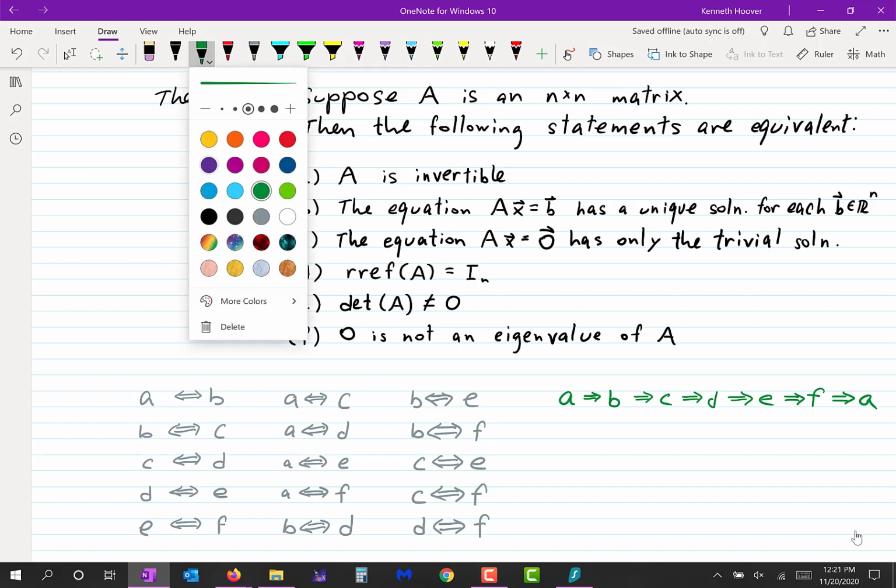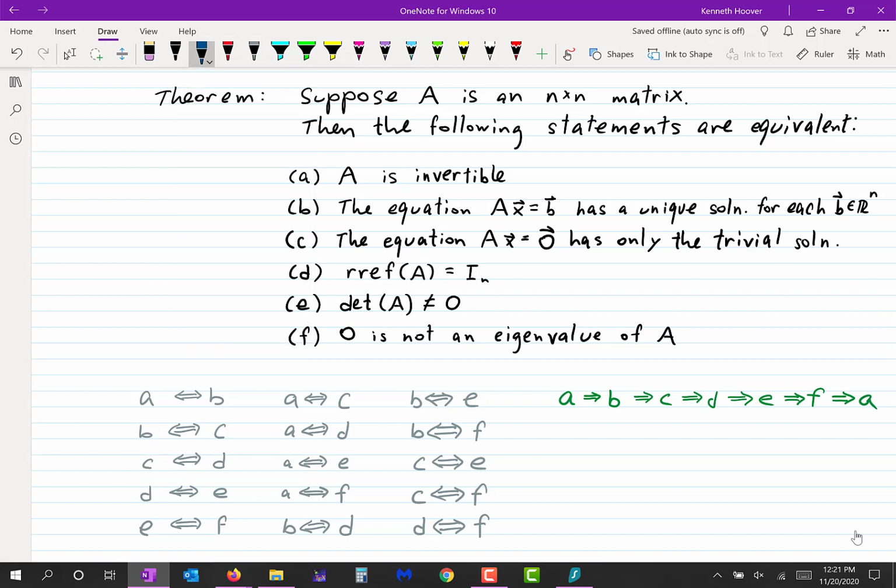Let me pick a different color. It might be easier to do something like A implies B, and maybe it's really easy to get from B back to A. So I could do that. And then maybe B implies C, and C implies D, and D implies E, and E implies F. And then I would not have to show that F implies A. If I could just show that F implies B, then I would be fine. Can you follow those arrows and see that you could get from any letter to any other letter?